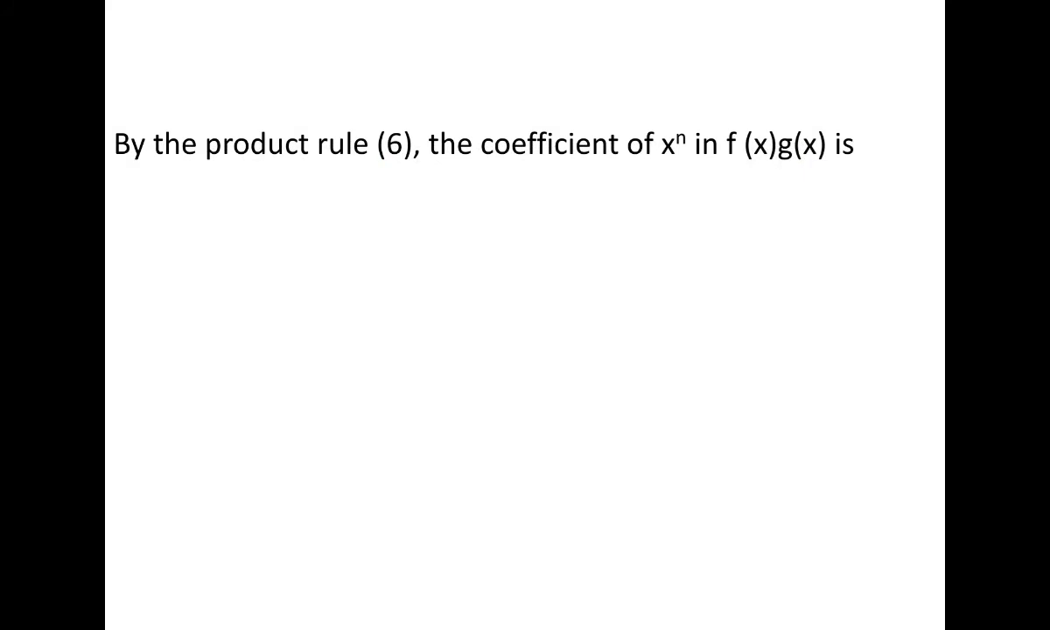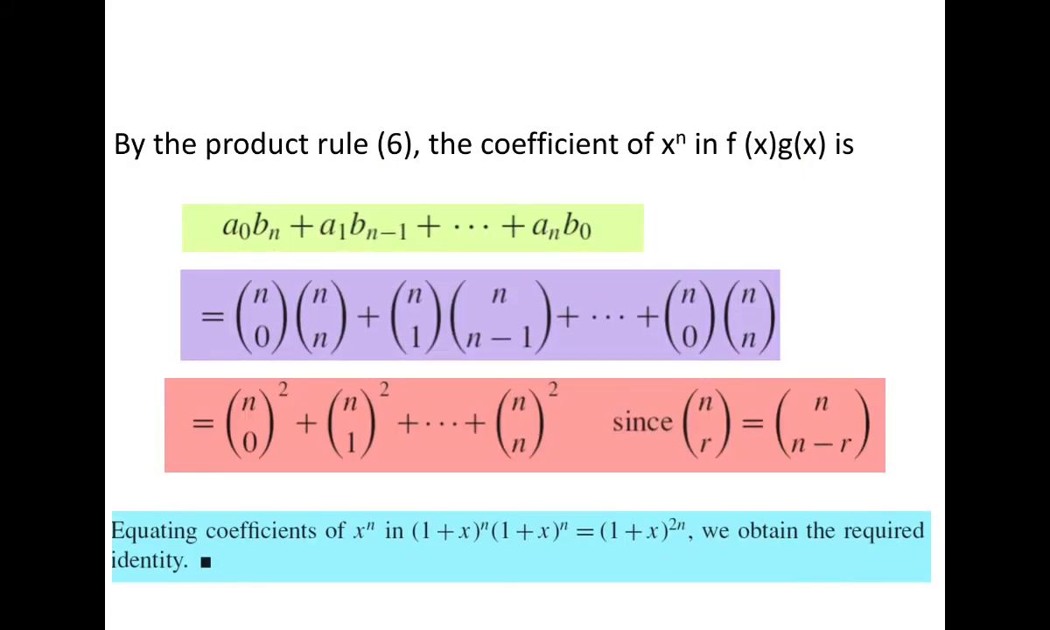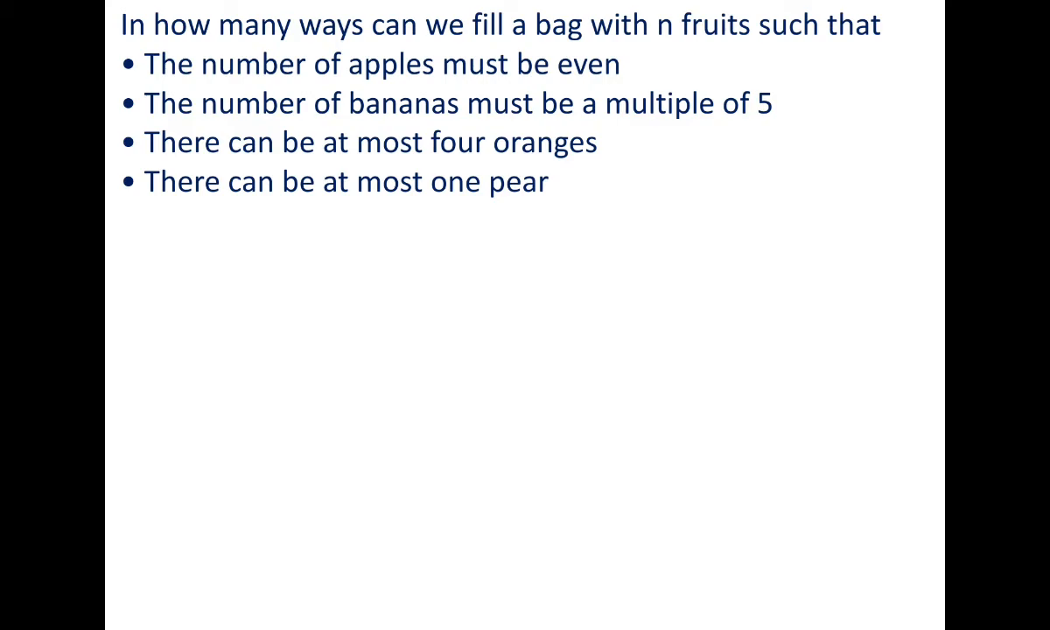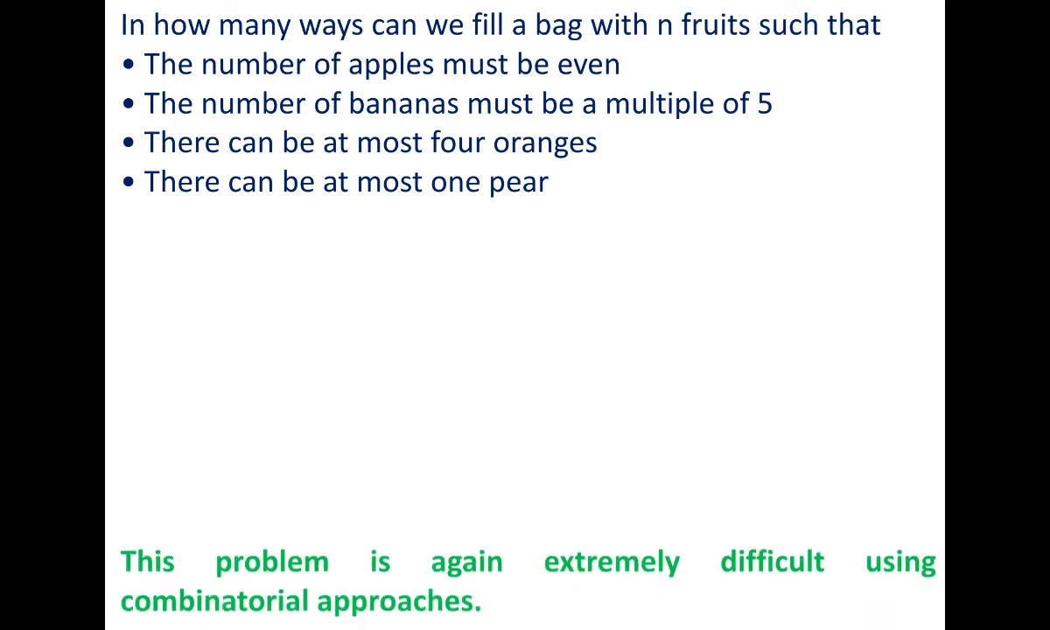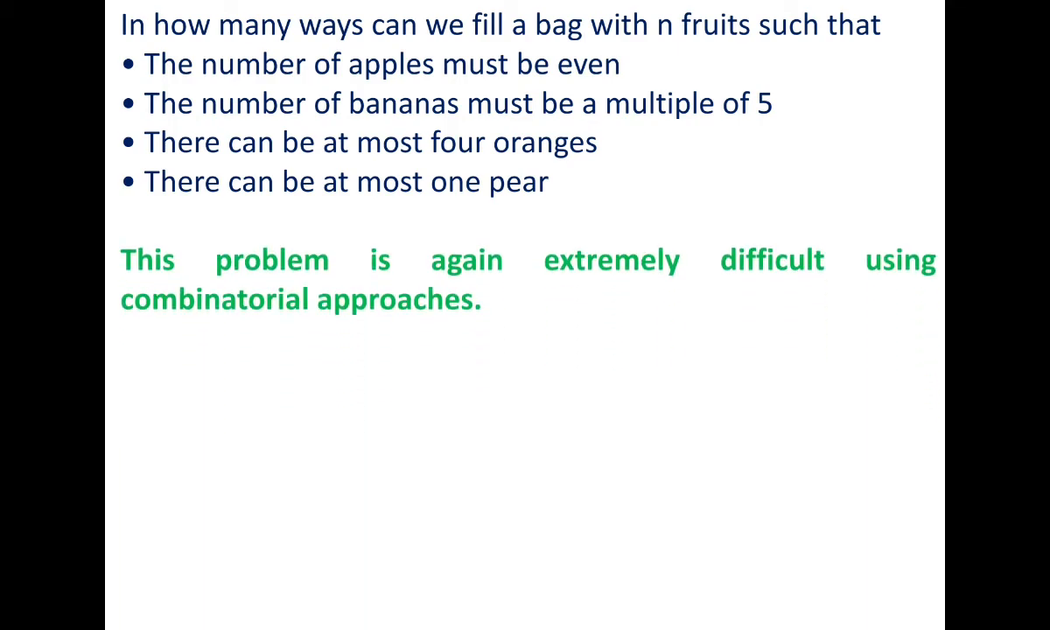So let's discuss the last question. In how many ways can you fill a bag with n fruits such that the number of apples must be even, bananas must be a multiple of 5, there can be at most 4 oranges, and there can be at most 1 pear. Combinatorially it is very difficult to address, but using generating function it's very easy.